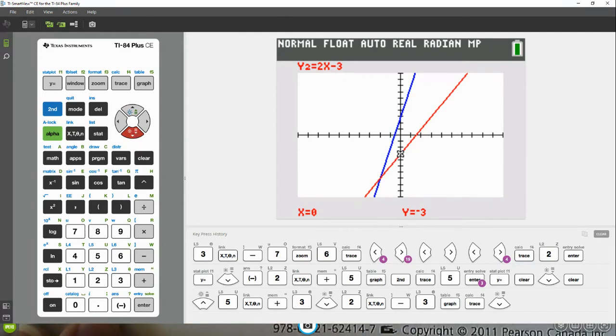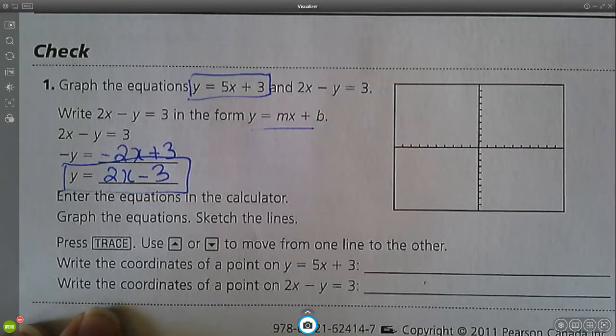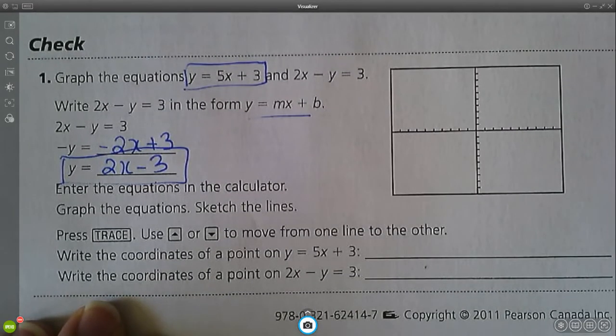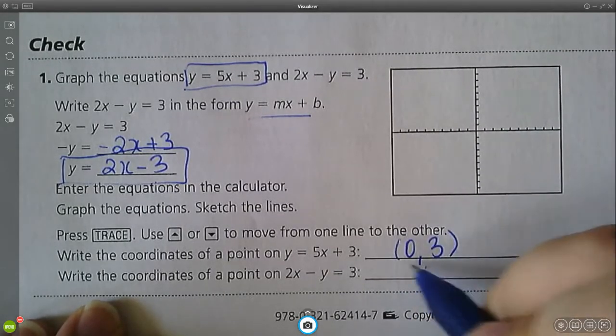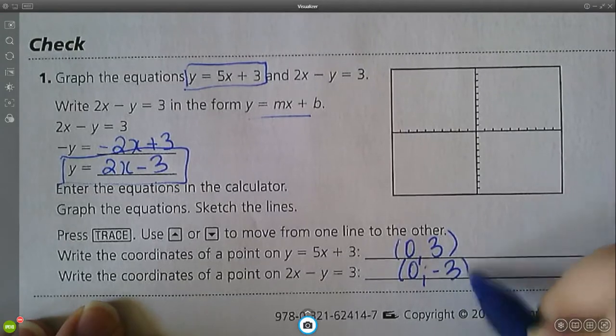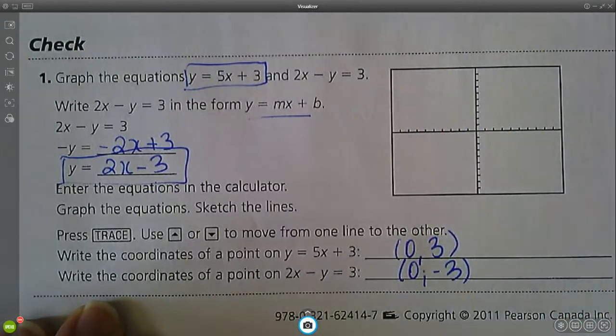But what I will do is we'll put those 2 points in as our coordinates. So for the line y equals 5x plus 3, we have (0, 3). And for our other line, we have (0, negative 3). Okay, and then make sure you do a quick sketch of that line.